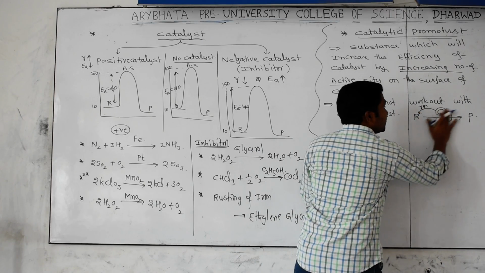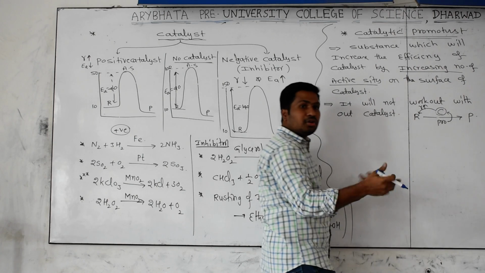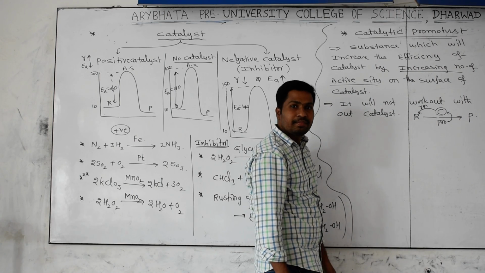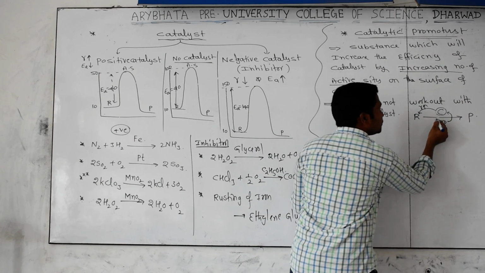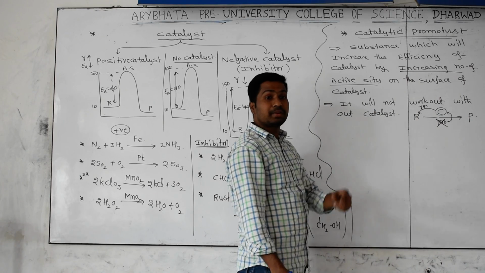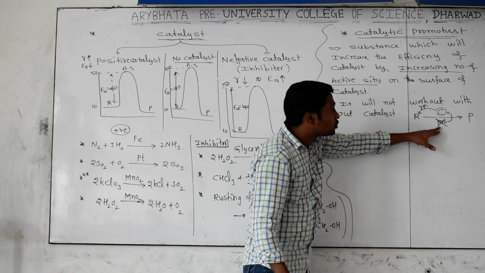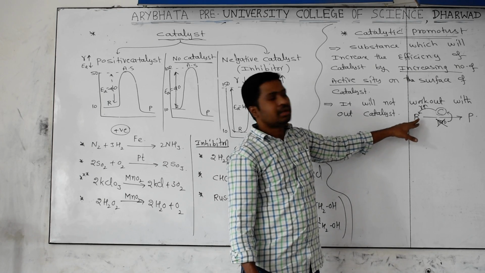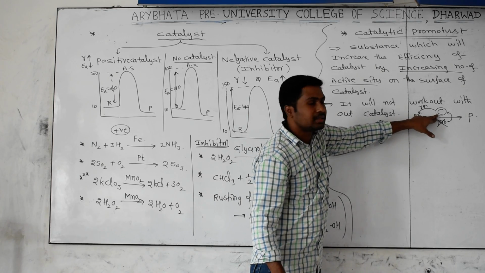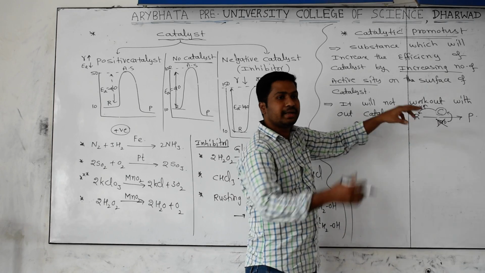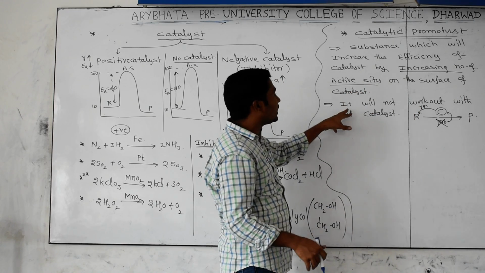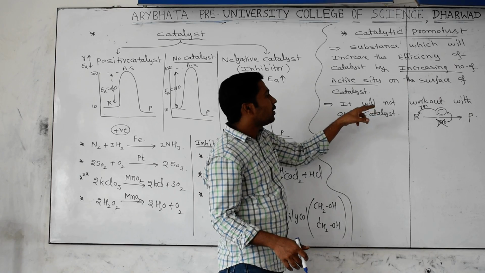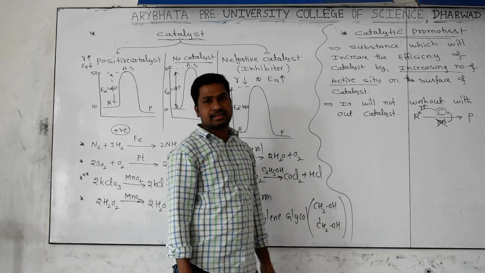Sir, I am not using a catalyst. Yes, if you are not using a catalyst, there is no action of the promoter. That's what I am telling. A promoter cannot show an effect directly on the rate of the reaction. It will influence the catalyst, and then the catalyst will influence the speed indirectly. That's why I told you very clearly: it will not work without a catalyst.